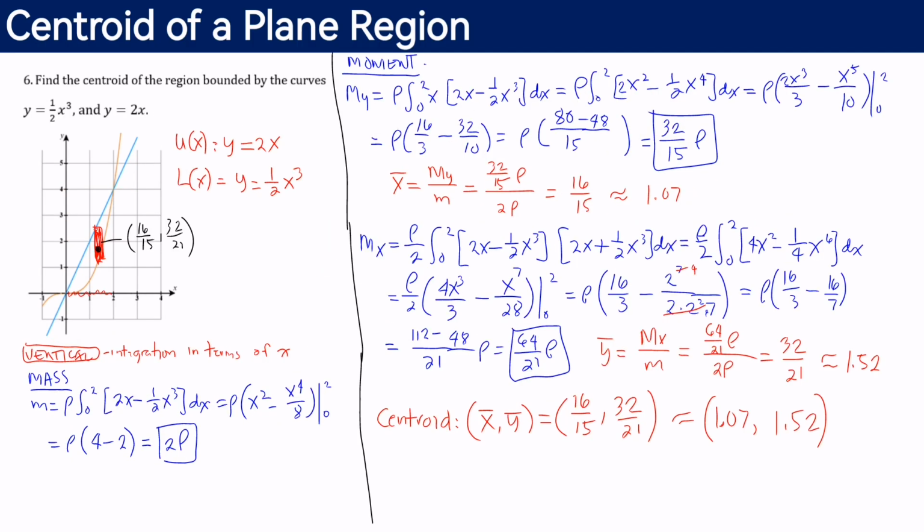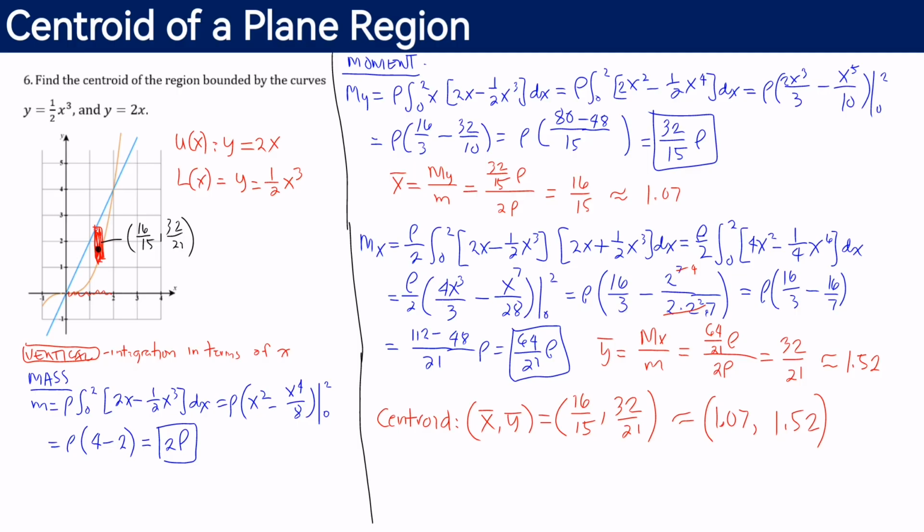Problem number 6. So just pause the video so you can follow through the solution. Using vertical rectangles, I got 16 over 15 and 32 over 21. That's this point here.